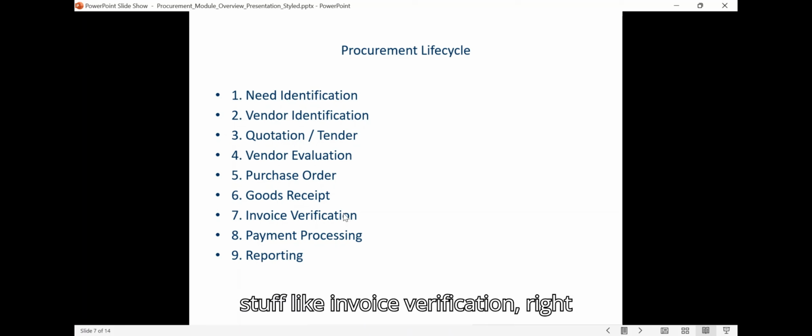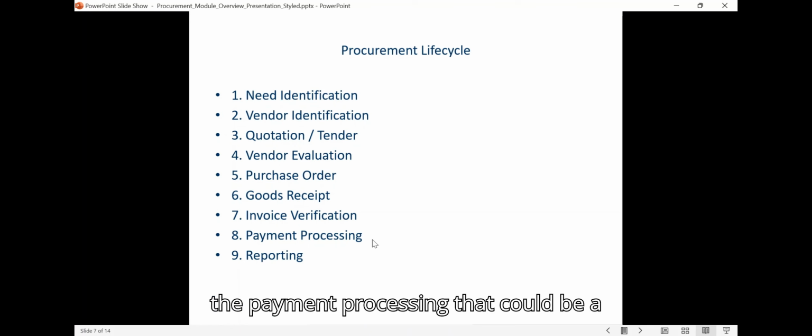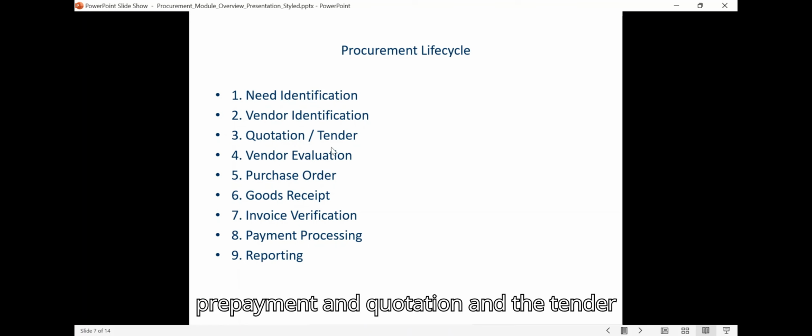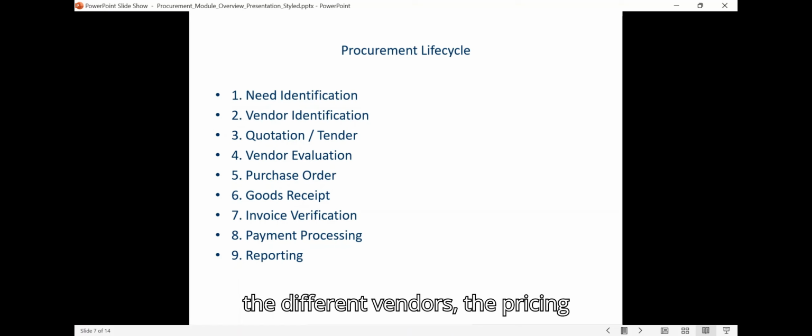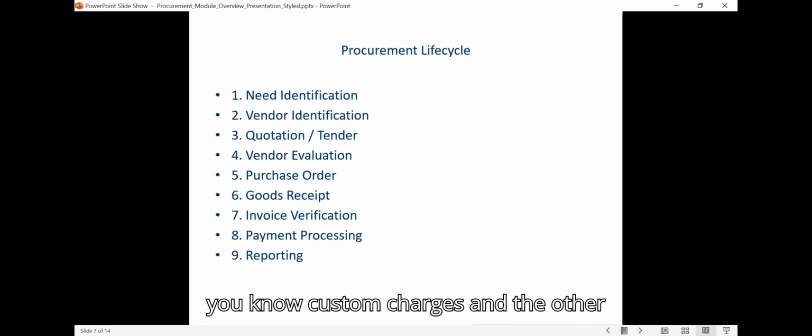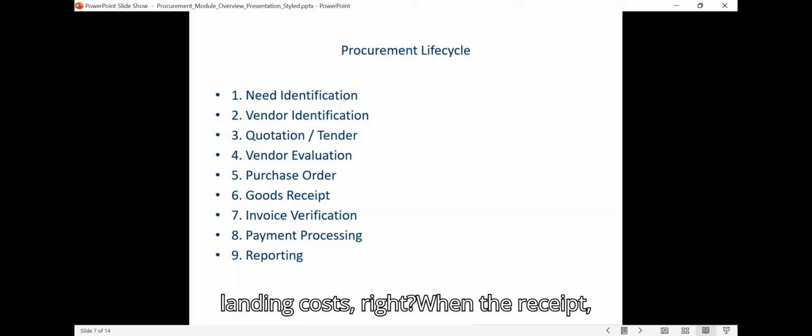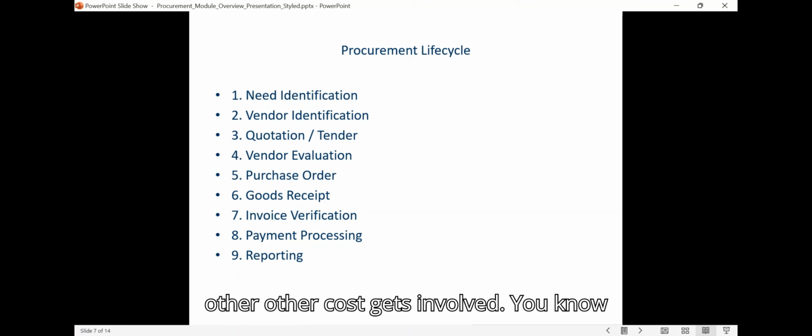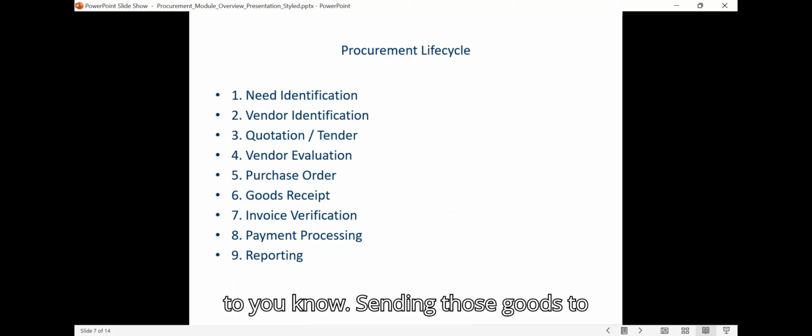Each of these can be subdivided into a couple of other things, like invoice verification and payment processing, which could involve a prepayment. With quotation and tender, there could be a trade agreement between the different vendors, a pricing agreement with different vendors, and some discounts being offered. There could be other aspects like customs charges and other landing costs, right? When you receive the item and it comes to your warehouse, there can be other costs involved, such as customs or import duties, or other vendors helping you send those goods to your warehouse.